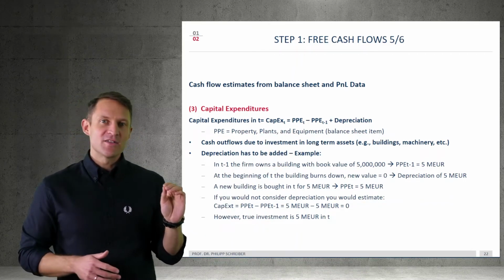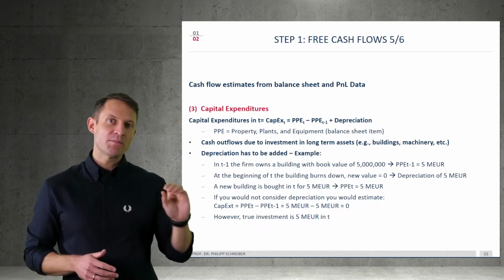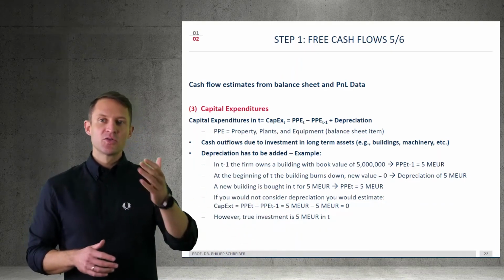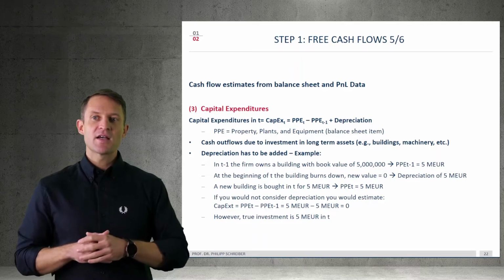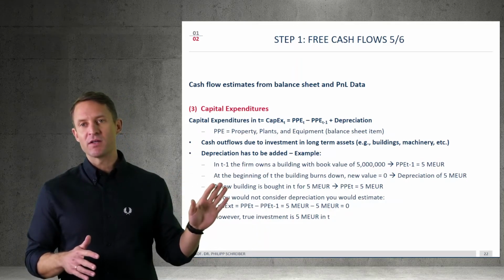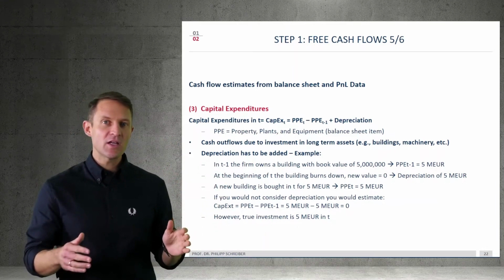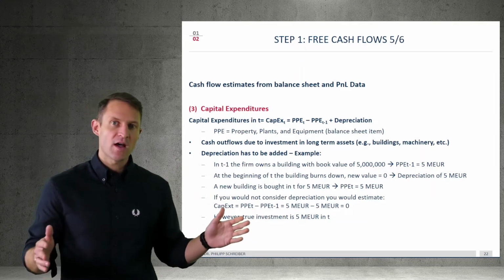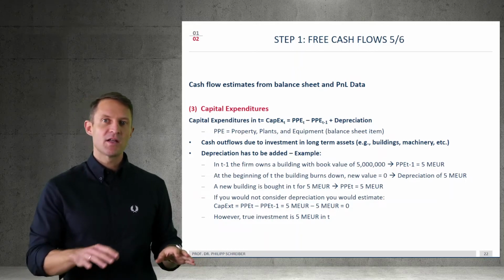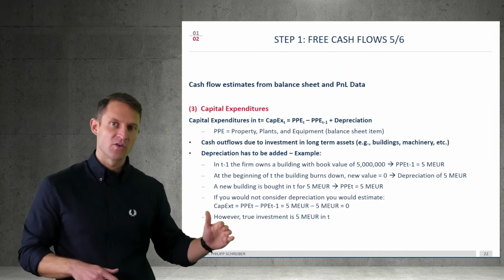Not quite right. You are making one mistake. You are forgetting that between period 0 and period 1, a lot of stuff can happen. So let's use this example here. Let's say a company owns only one building and the book value of the building is 5 million. And this is on the balance sheet in year 0. Then at the beginning of year 1, the building burns down. It's completely destroyed. It has a value of 0. So what the company does is they depreciate the building, the value from 5 million to 0.